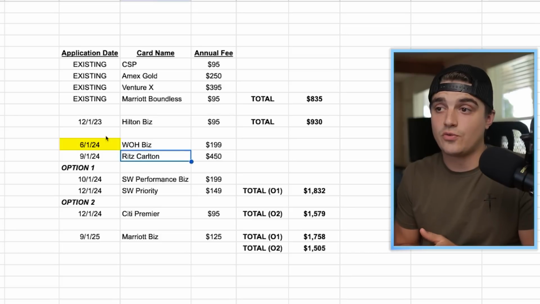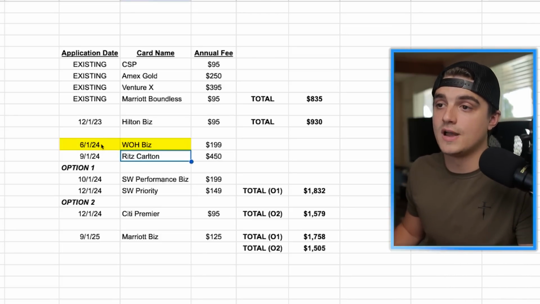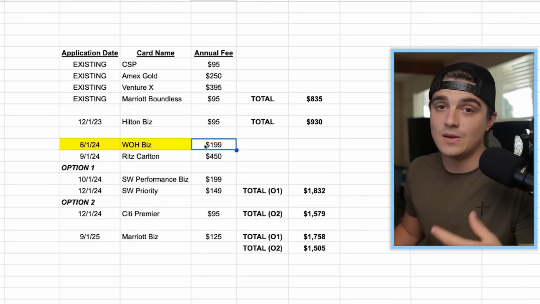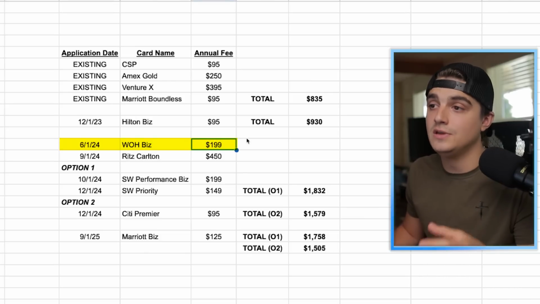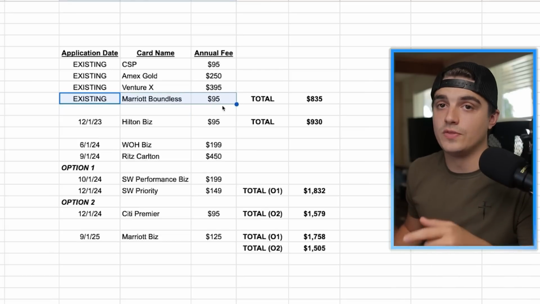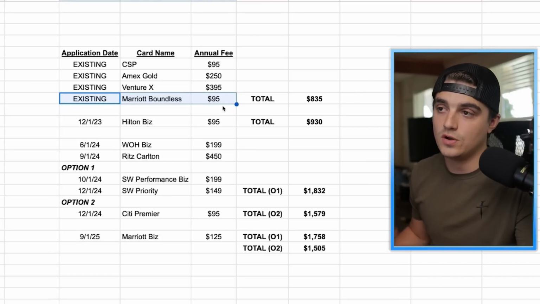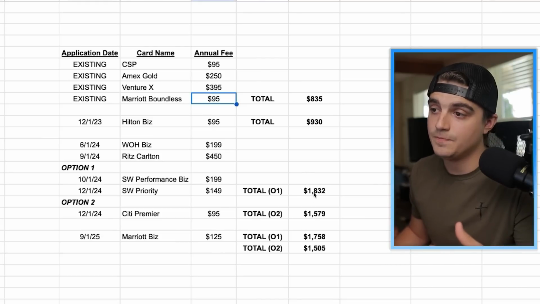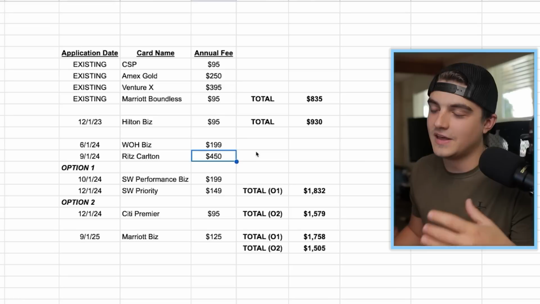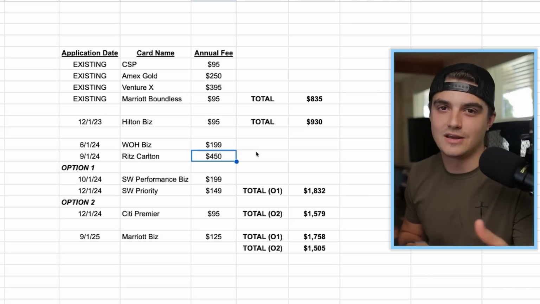But as of June of 2024, at least as I have planned right now, I'm thinking about getting the World of Hyatt business card, meaning that I would add a $199 annual fee to this total at that time. Now, we already talked about how the Marriott Boundless card is one that I do plan on canceling, well, not canceling, but product changing after year 1. So we're going to get rid of this $95 annual fee in one of these totals down here. Well, I guess in both of these totals down here, actually. But that is being replaced by a $450 annual fee, so it's not quite counting as me like canceling the card.